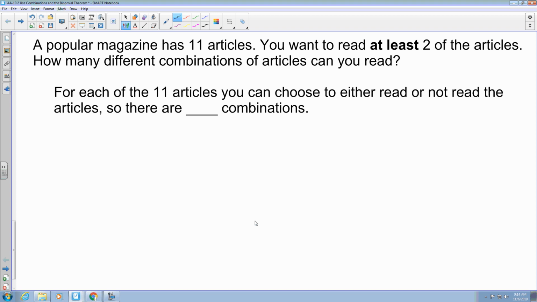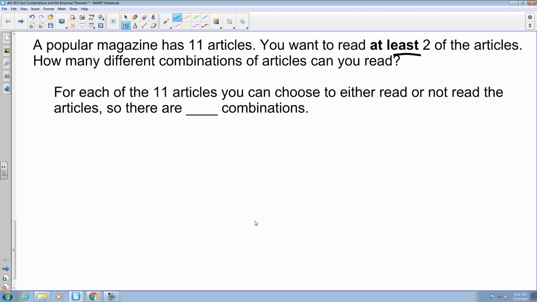Last question on this page. It says here, a popular magazine has 11 articles. You want to read at least 2 of these articles. How many different combinations of articles can you read? All right, so here for each of the 11 articles, you can choose to either read or not read the article. So there are so many different combinations.